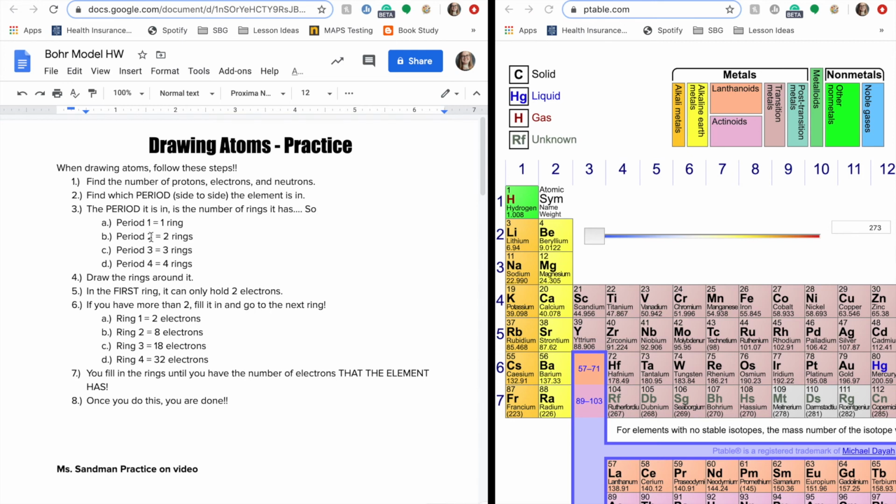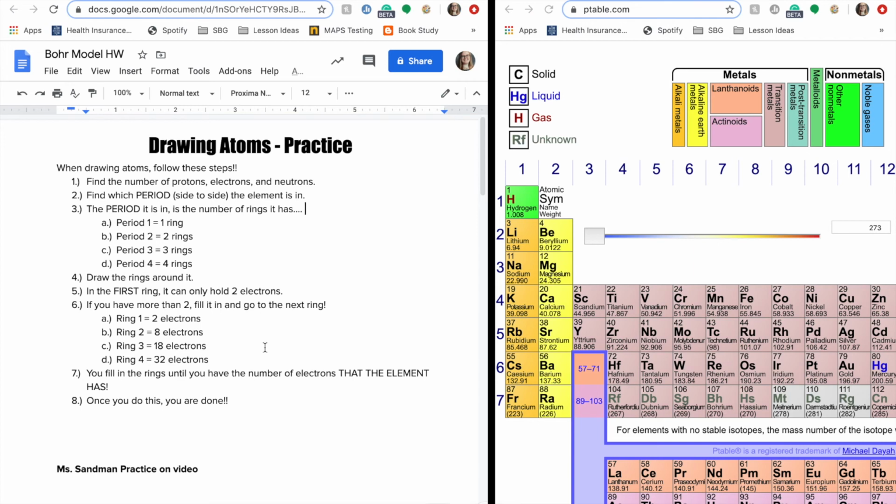Based on the period it is in, the number of rings it has is period 1, 1 ring, period 2, 2 rings, period 3, 3 rings, period 4, 4 rings. None of the ones I gave you to do have more than 4 rings, so that's why I did not include it. You are going to draw the rings around your element.